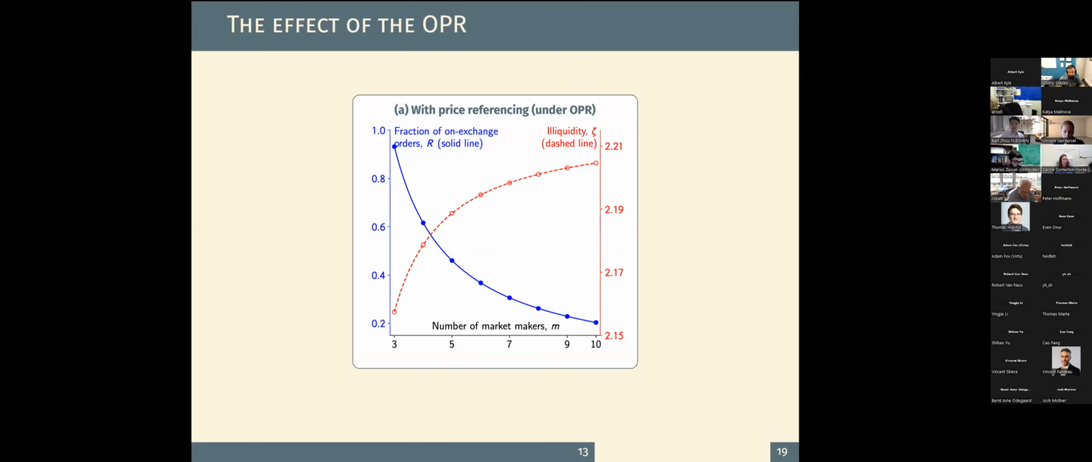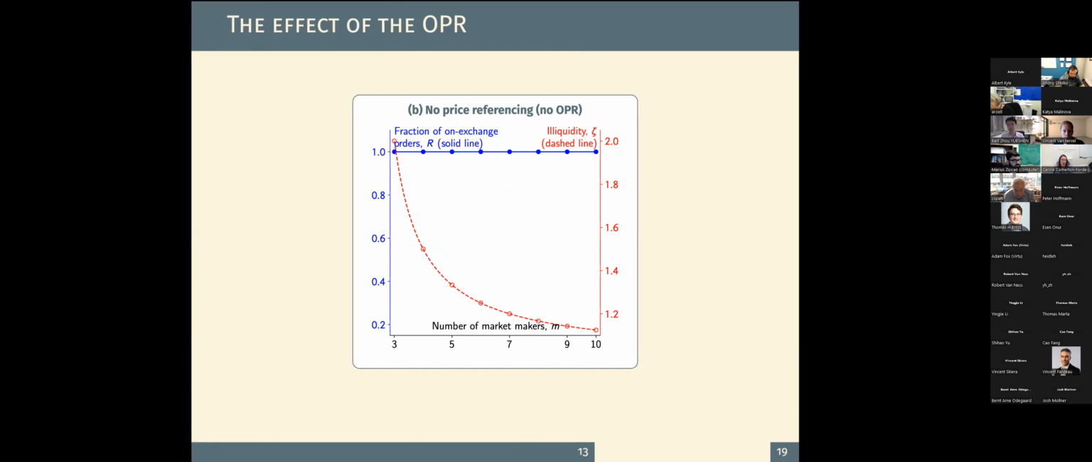Now, let's take a pause here and understand the effect of the OPR. Right? So this is the result we just saw when there is the OPR. And if we instead shut the OPR down, we saw the opposite, right? Because now in our static model, the market makers can no longer siphon orders off exchange because the investors will not believe them. The investors will know that they're sending orders to a monopolist who will charge them an infinite price. And knowing that, essentially, the market makers can acquire no orders at all. All the investors will send their orders back to the exchange.